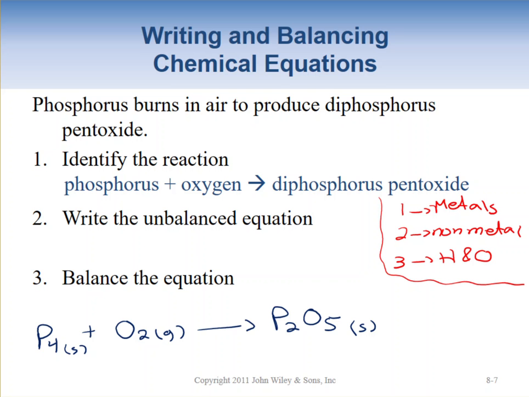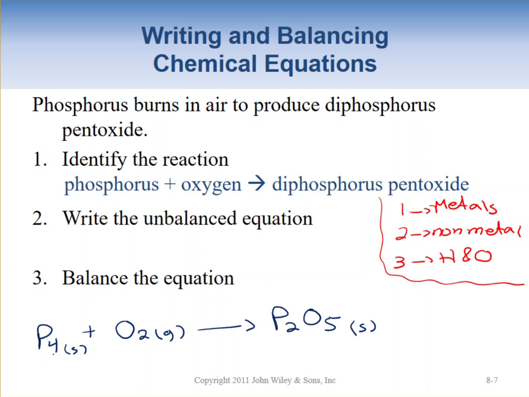You look at your equation. Do I see any metals? We don't, right? But we see a nonmetal, phosphorus. So we have only phosphorus and oxygen. So I'm going to balance phosphorus first and then the oxygen.